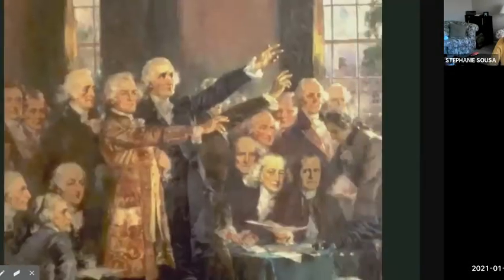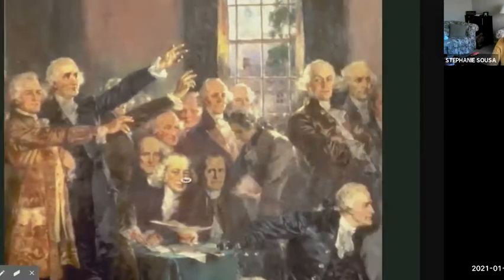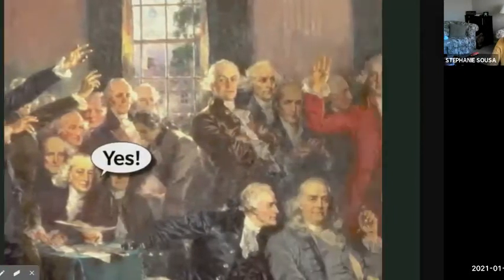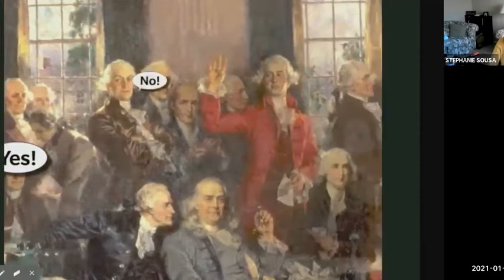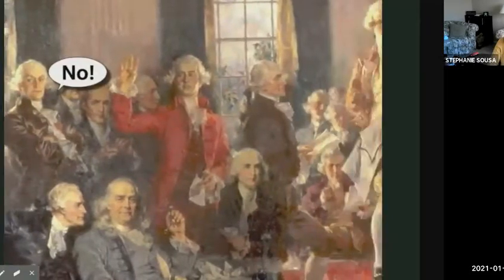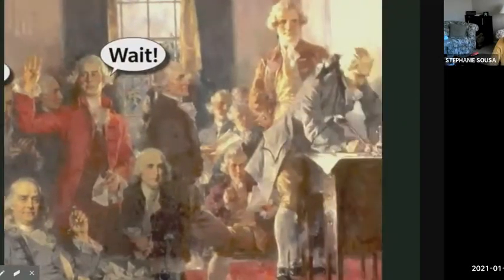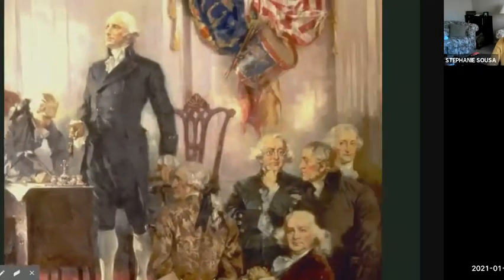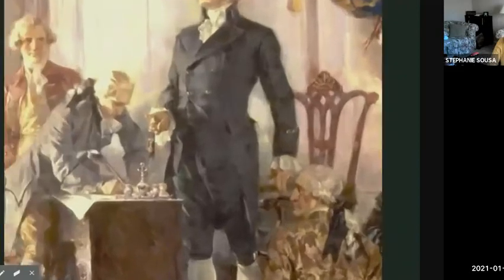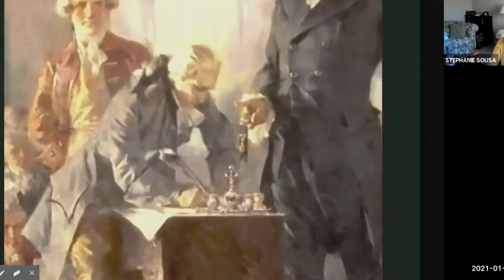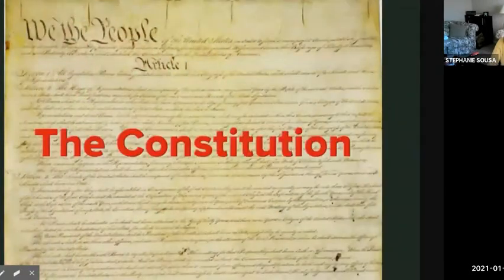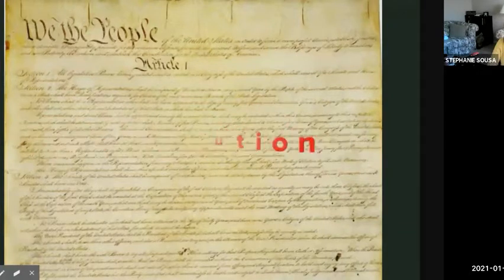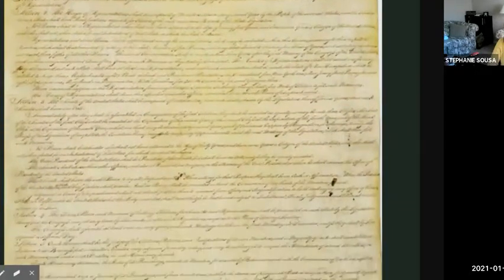People were excited about the new country, but no one could agree on how to run it. People from different states wanted different things. They argued all the time. The new country needed rules, so our leaders wrote the Constitution. They signed it on September 17th, 1787. The Constitution is a document or important piece of writing. It explained how the new country would be run. It set up our government.